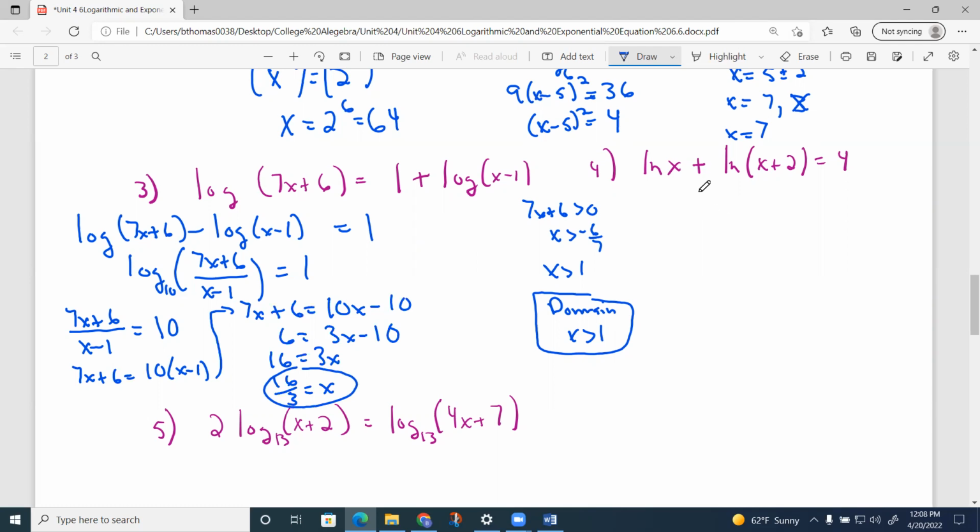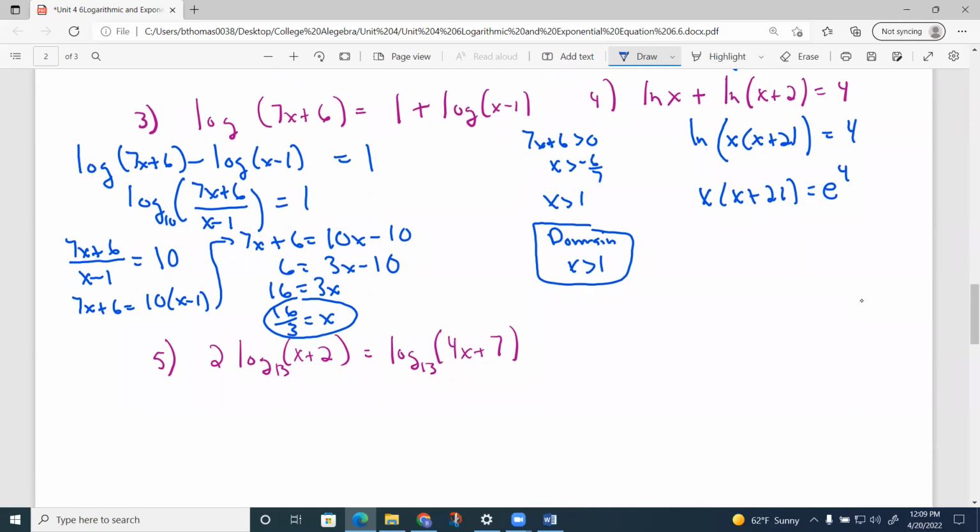So number 4, we have the natural log of x plus the natural log of x plus 2 is equal to 4. Since these are both natural logs and there's a plus sign here, I can write that as a product. So this becomes the natural log of x times x plus 2 equals this 4. Remember, the natural log has a base of e. So I can put this in exponential form, and this is going to be x times x plus 2, and that's going to be e to the power of 4.